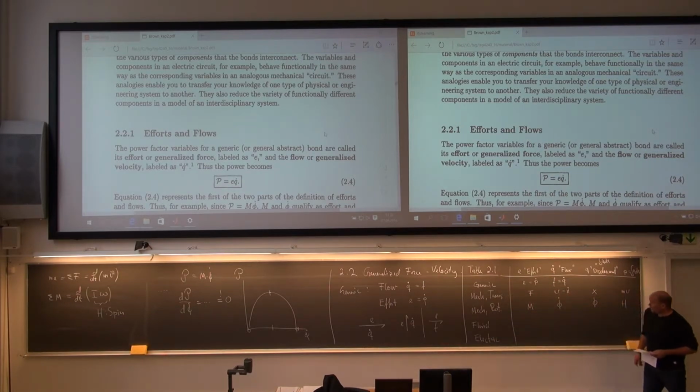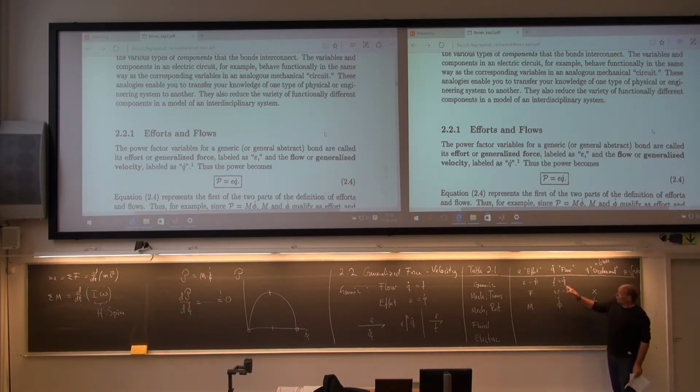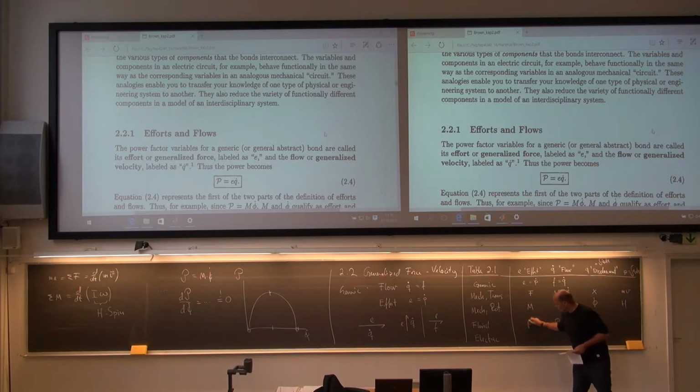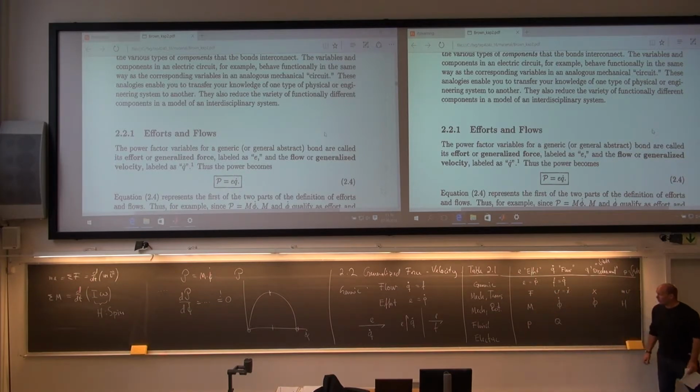Fluid mechanics. We have already seen the flow. That was the volume flow using a large cube for the volume flow, cubic meters per second. The effort in fluid, that is the pressure, like that.